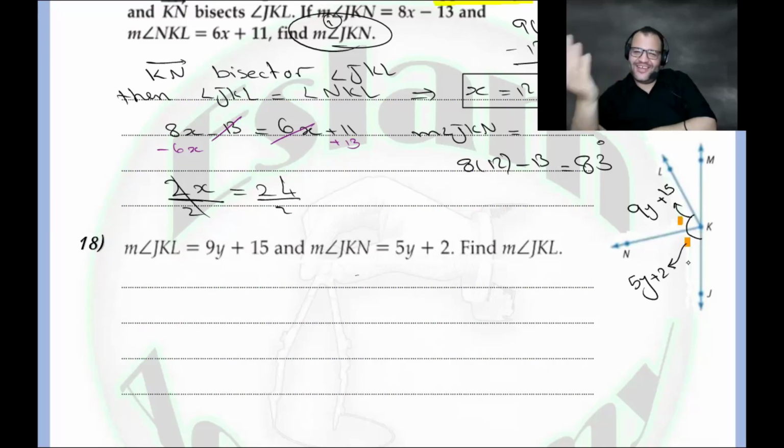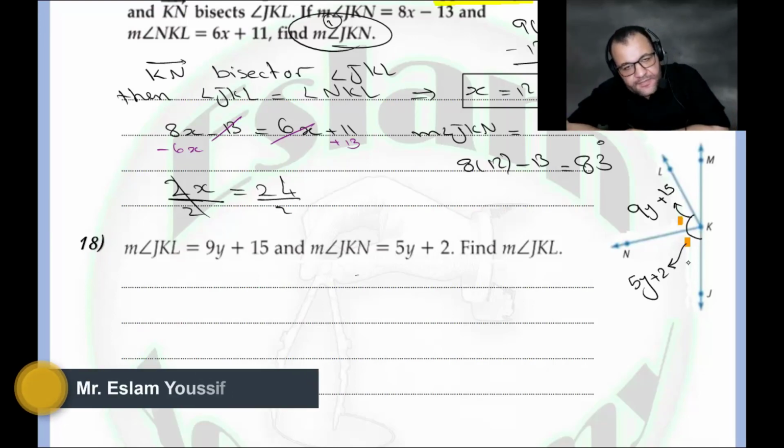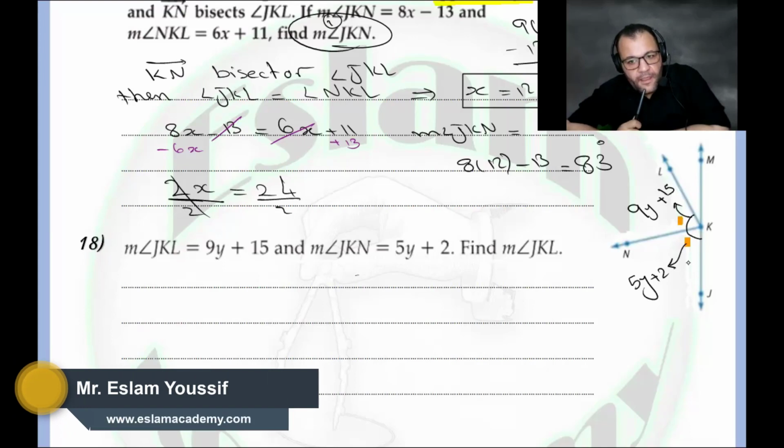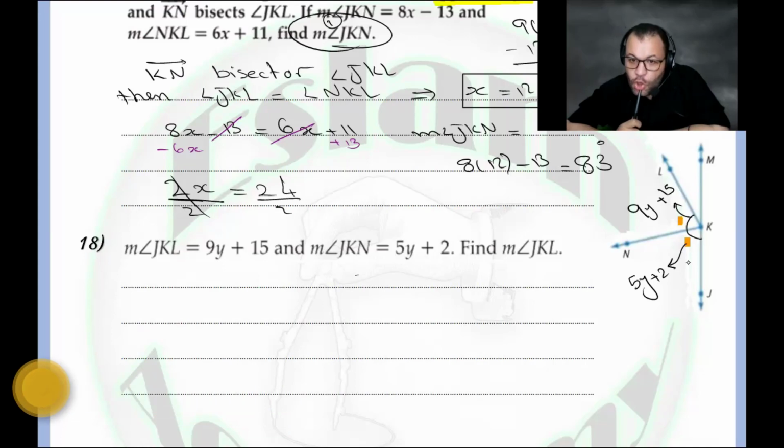I think 5y plus 2 is equal to 9y plus 15 over 2. Why do you make it complicated? But if you divide 9 by 2, it will be a fraction. So can we solve it another way?